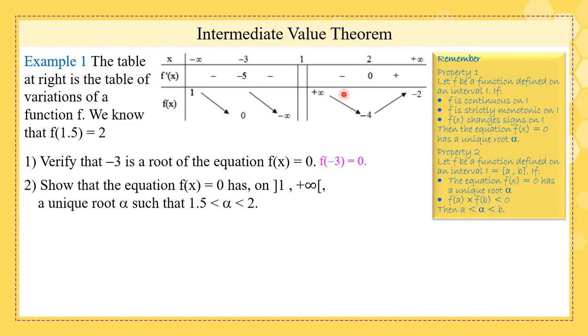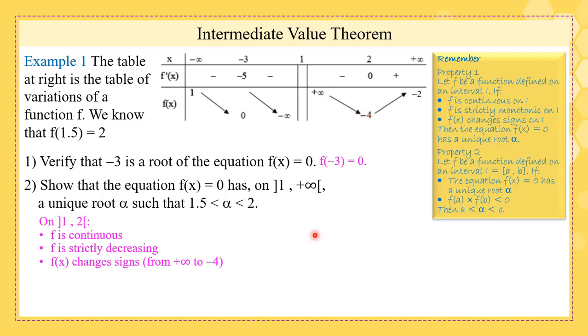Now here, because the function is not strictly monotonic, we take some restrictions. I mean, we study it first on the interval 1, 2. So between 1 and 2, we can see that f is continuous, f is strictly decreasing, and f of x changes signs, in fact from plus infinity to -4. So from these three conditions, applying property 1, we can state that the equation f of x equals 0 has a unique root alpha. Now this is the first part of the question, and then we need to verify that alpha falls between 1.5 and 2. This is the second property.